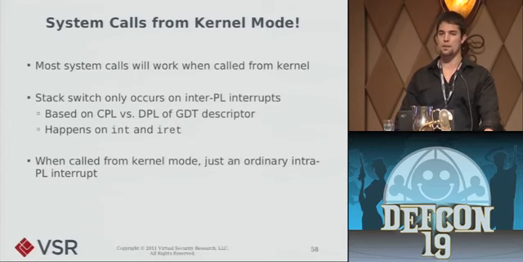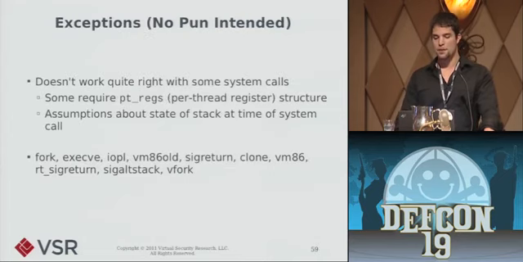But this stack switch only happens when you're changing privilege levels. So if you make a system call from kernel mode, you just skip the stack switch and use whatever stack is still there. This is just like any other interrupt that is intra-privilege level, as in, there are lots of interrupts that can be called from ring 0, and there's really no problems here. There are a few exceptions to this rule. Some system calls actually require the stack to be in a certain state using this per thread register structure, and when you do it from kernel mode, these assumptions are violated, so it won't work properly. These are things like fork, execv, clone, but those are really things we don't have much interest in calling from kernel mode anyway.